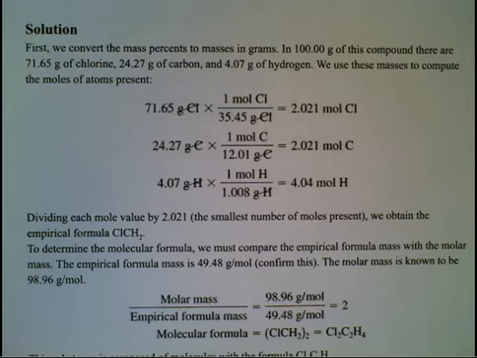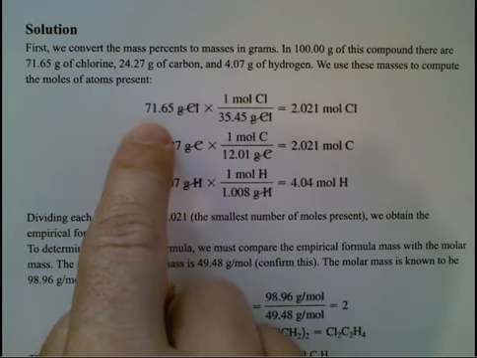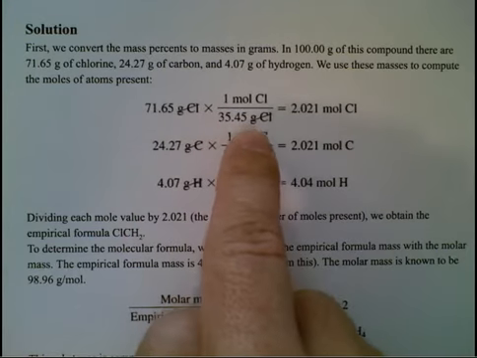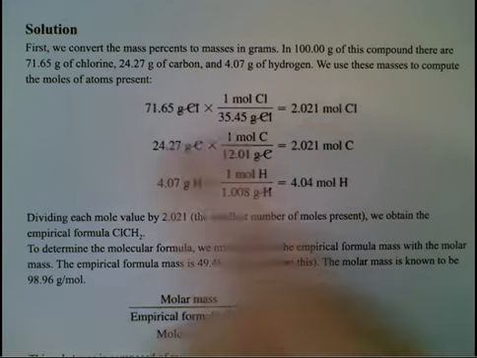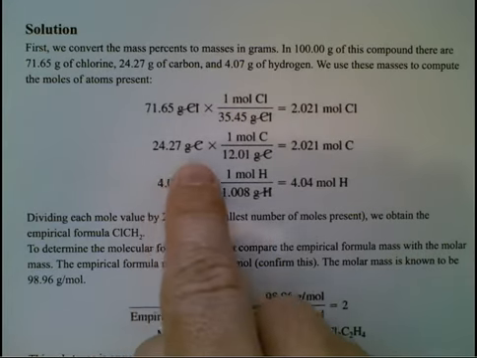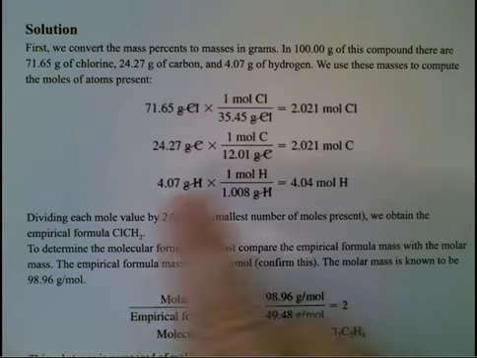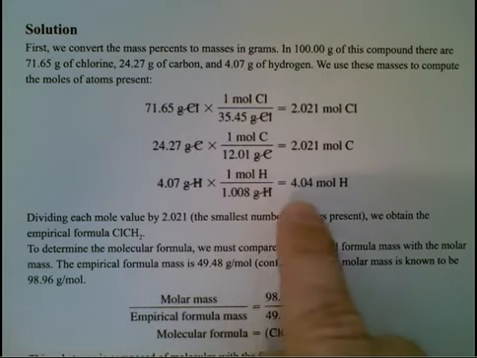So once we've done that, we use these masses to compute the moles of atom present in this sample. If there's 71.65 grams of chlorine, we can use the molar mass of chlorine to calculate how many moles of chlorine that is. If we have 24.27 grams of carbon, we can use the molar mass of carbon to compute how many moles of carbon that is. Similarly, if we have 4.07 grams of hydrogen, we can use the molar mass of hydrogen to calculate how many moles of hydrogen that is.